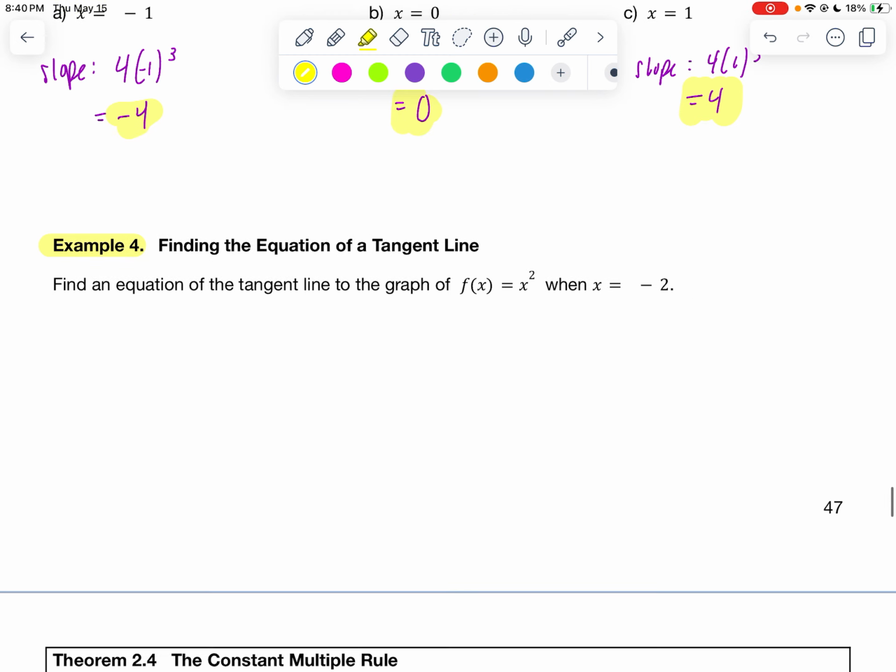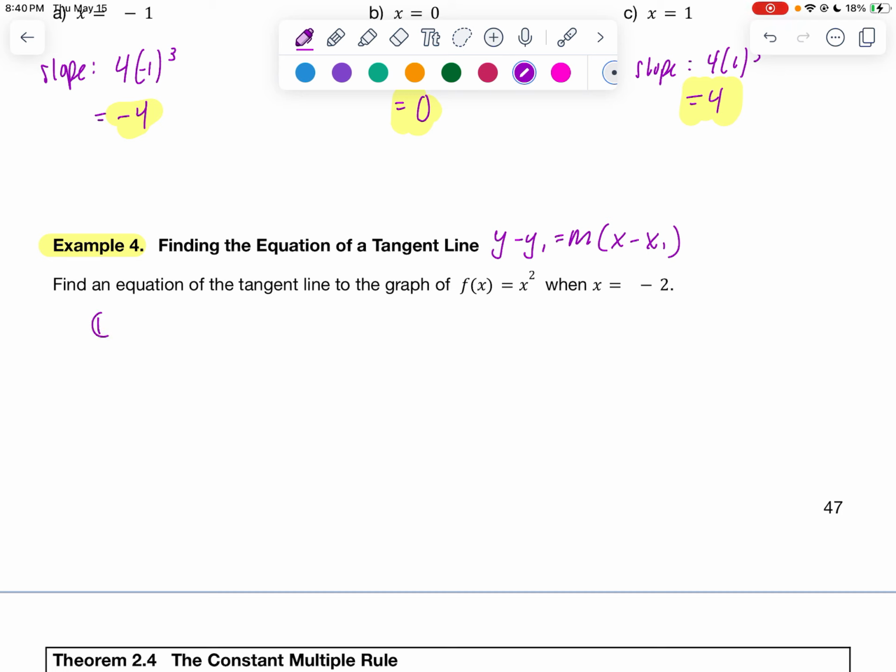I went ahead and put example 4 as a highlighted one. We could talk about it. It says find an equation of the tangent line to the graph of f of x equal to x squared when x is equal to negative 2. When we're talking about a tangent line, we are going to write it in point slope form: y minus y1 is equal to m times x minus x1. Remember, you are taking the slope, right? The slope is the derivative. And then your x1, y1, that is just the point.